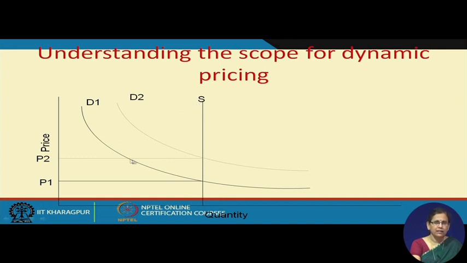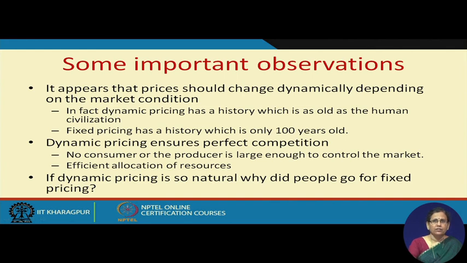If the demand increases, so also the price. So, therefore, even if we understand that price is so dynamic, and in a free market, depending on the demand and supply condition, the price has to be dynamic, people actually prefer fixed pricing. In fact, nowadays people go for fixed pricing.